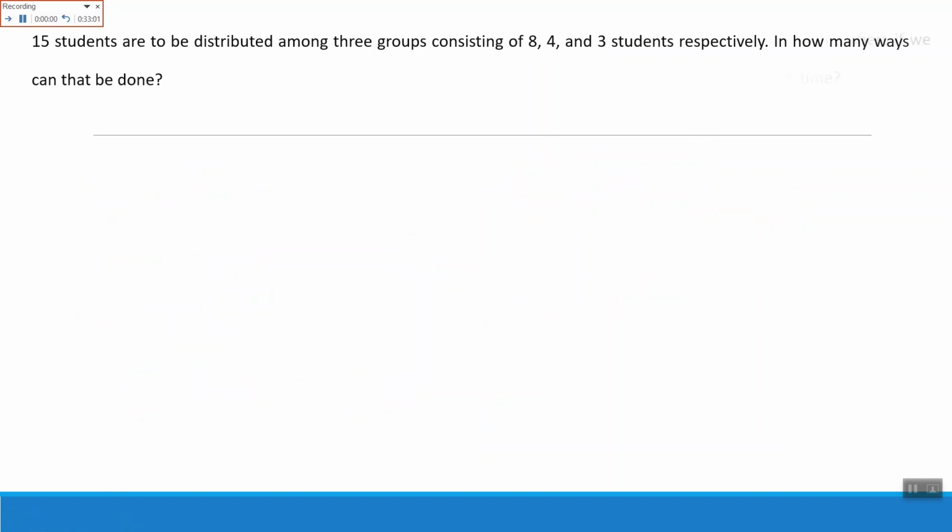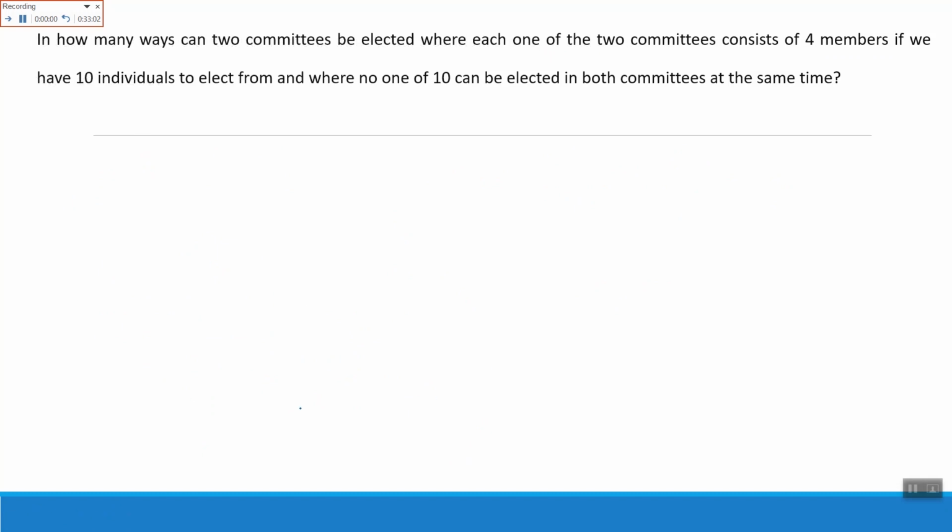Let's do a similar question. In how many ways can 2 committees be elected where each one of the 2 committees consists of 4 members, if we have 10 individuals to elect from, and where no one of the 10 can be elected in both committees at the same time? Okay, so we want to have 2 committees. Each one has 4 members.